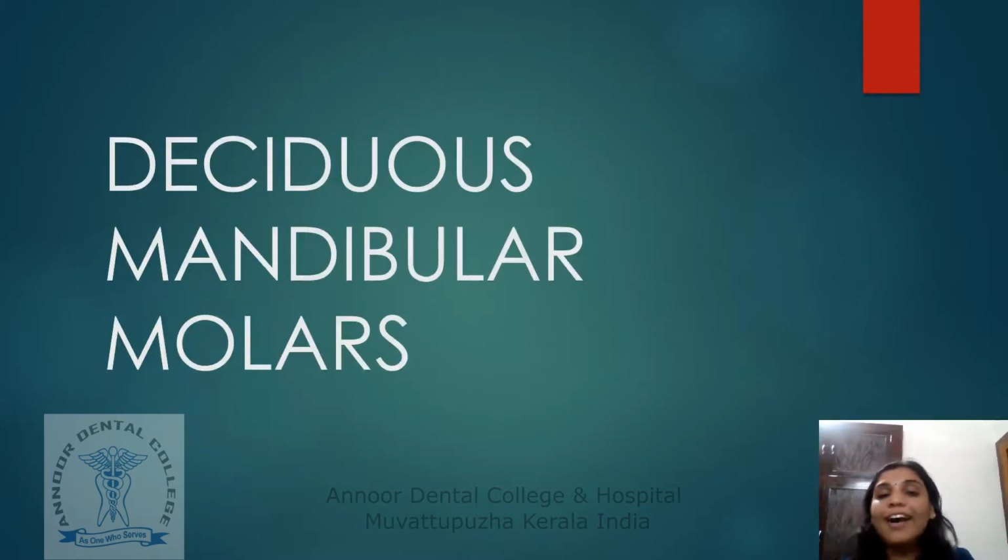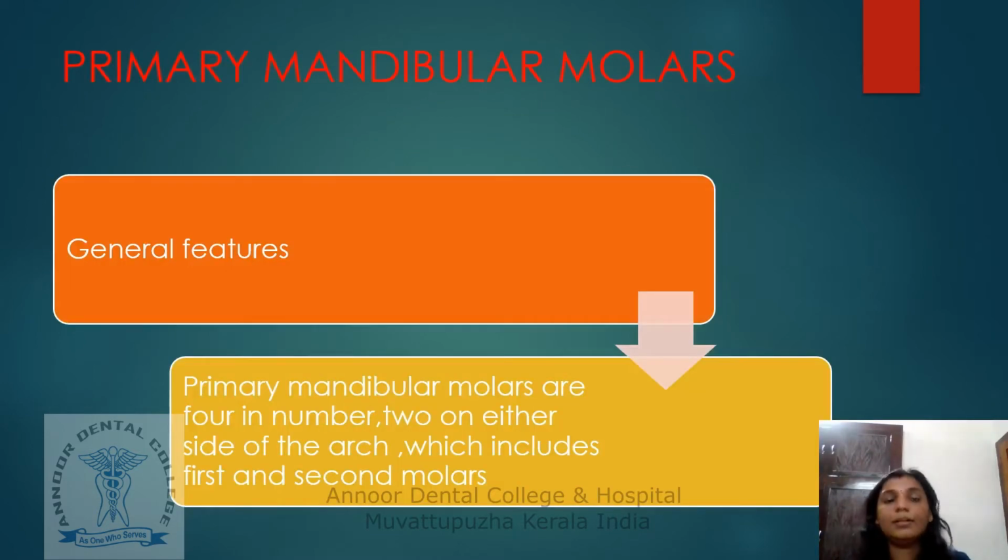Welcome all to the last session of deciduous dentition. In this session, I'll be discussing the morphology of primary mandibular molars. Generally, primary mandibular molars are 4 in number, 2 on either side of the arch, which includes first and second molars.